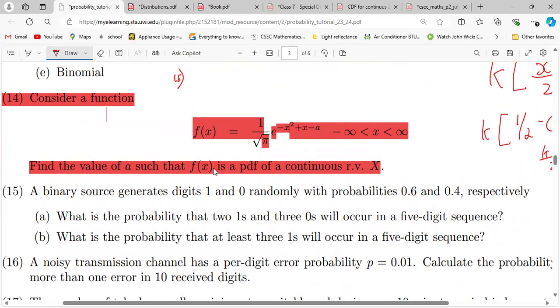So far they just gave us the probability again of a 1 and a 0. Okay, no problem. What is the probability that 2 ones and 3 zeros will occur in a 5-digit sequence? They gave us a fixed amount. They never give us any interval or time or anything, so it can't be Poisson. They never word the question like that. And they want something happening in a fixed amount.